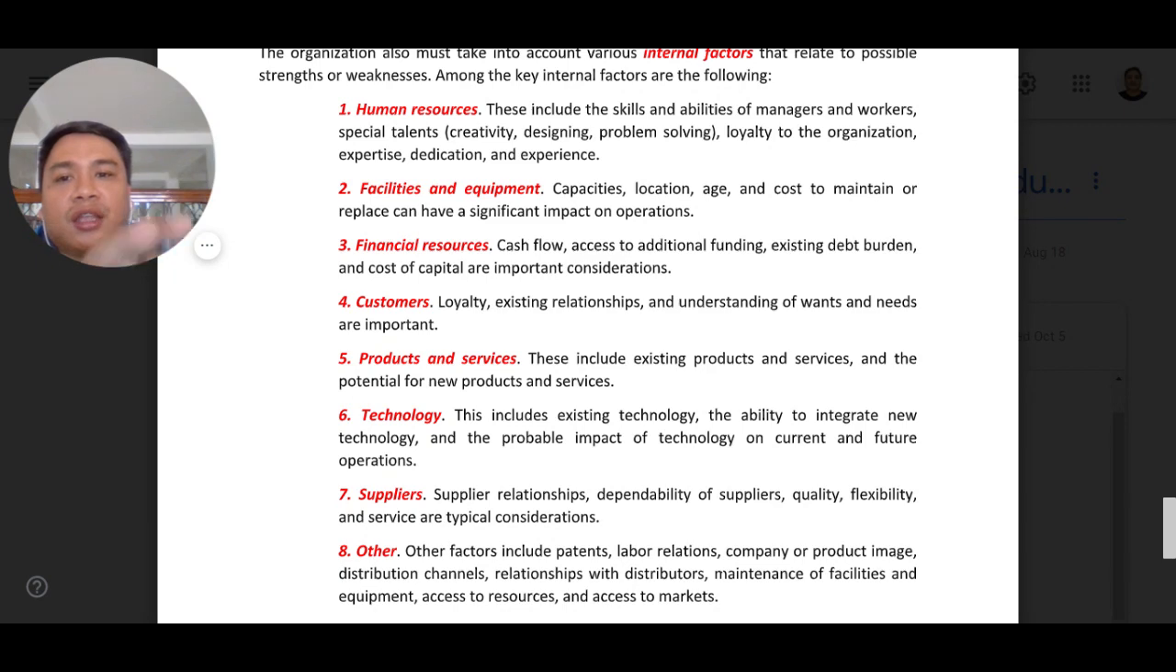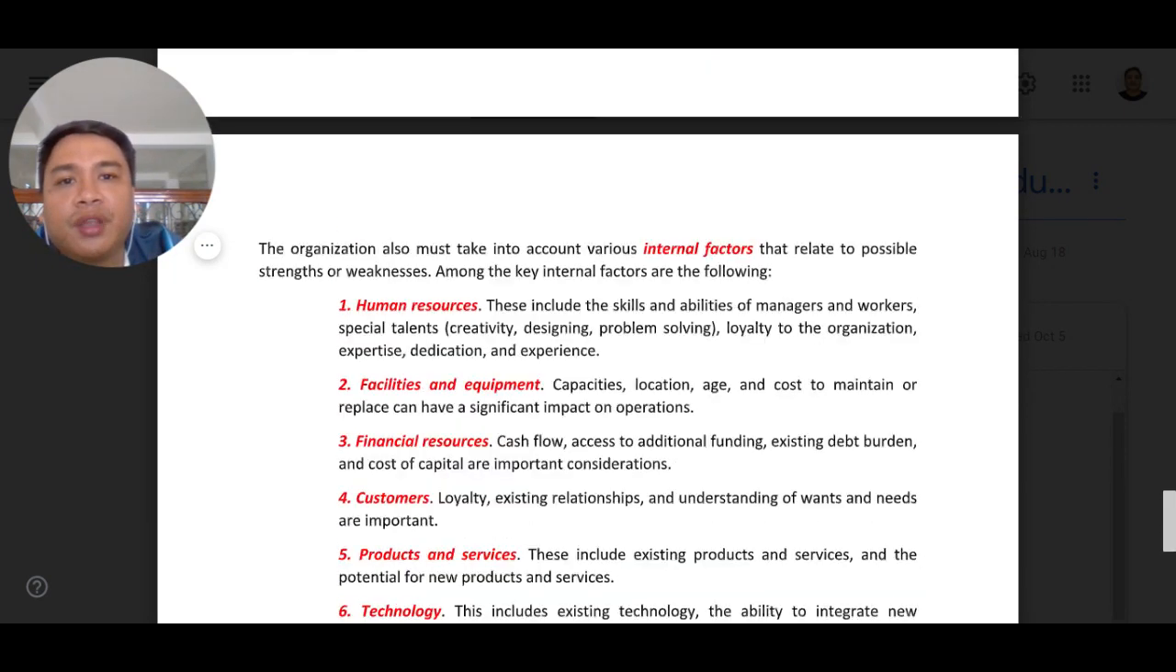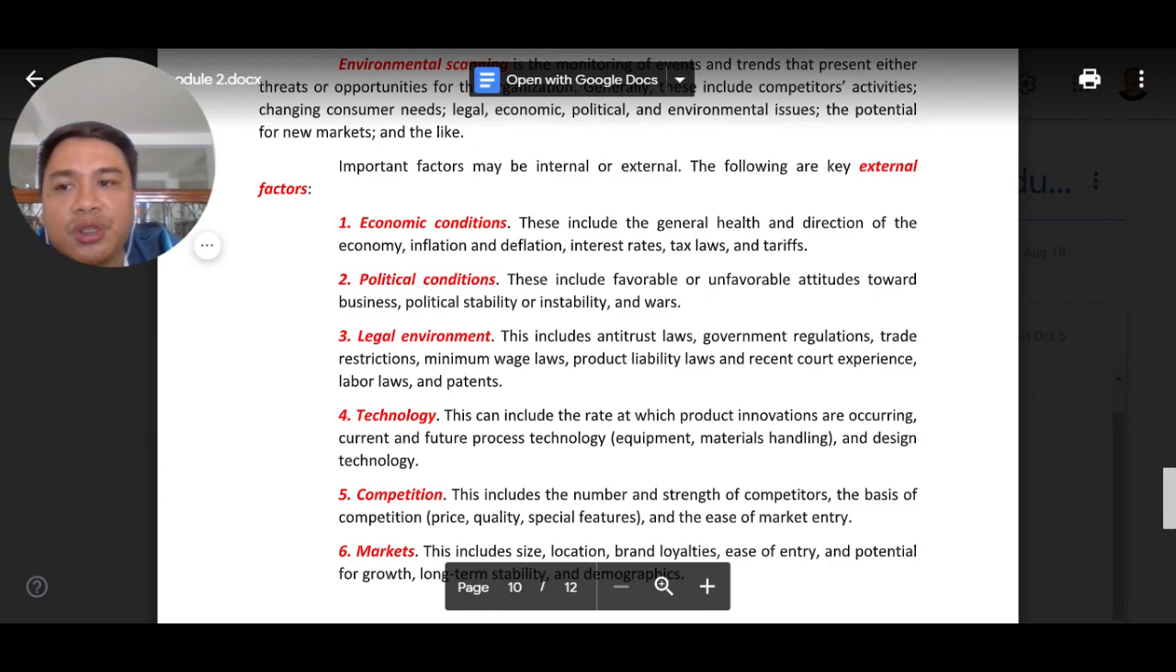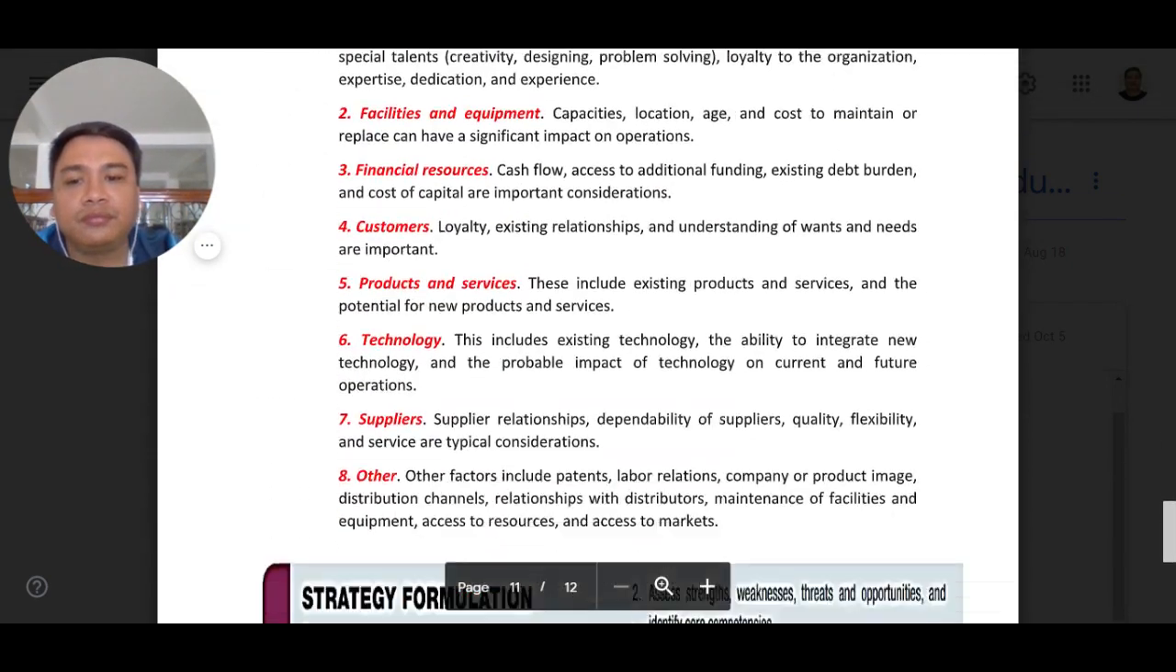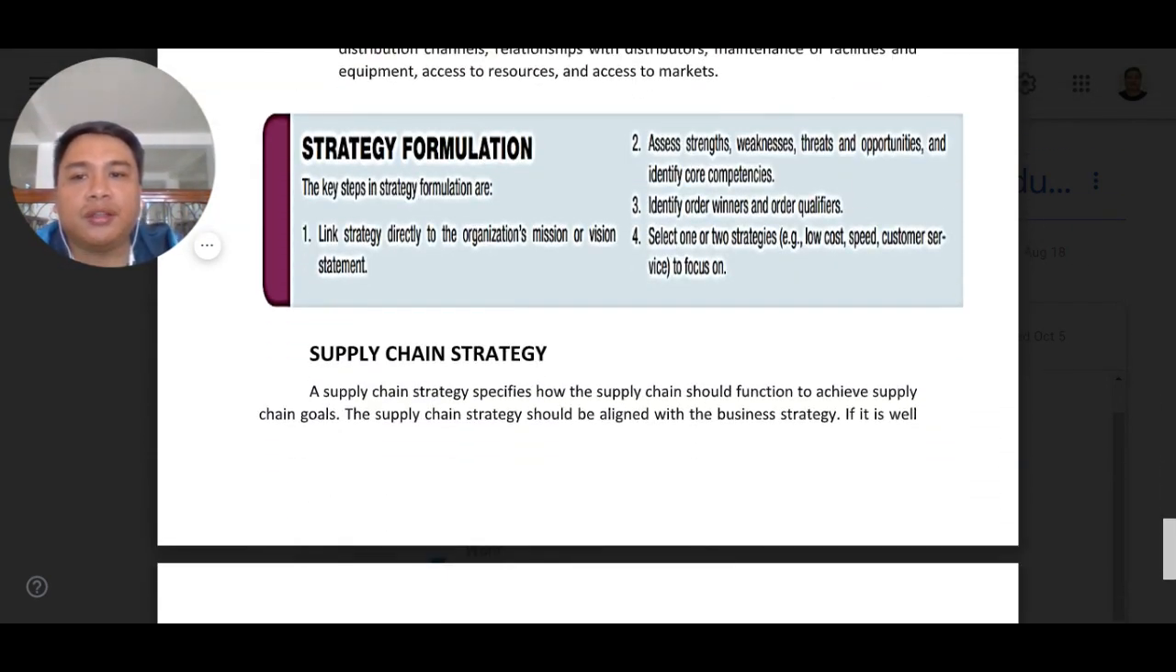When we make our SWOT analysis, you base the strengths and weaknesses on these, and the opportunities and threats on the external factors. Now, in strategy formulation, very basic, these are the key steps. You should always link your strategy directly to your organization's mission or vision. First, identify your vision. Then next, your mission. Then you can set your own strategies, objectives, and goals, because you now have a basis.